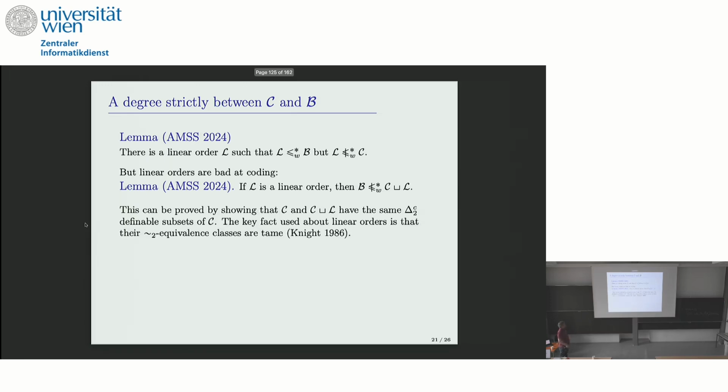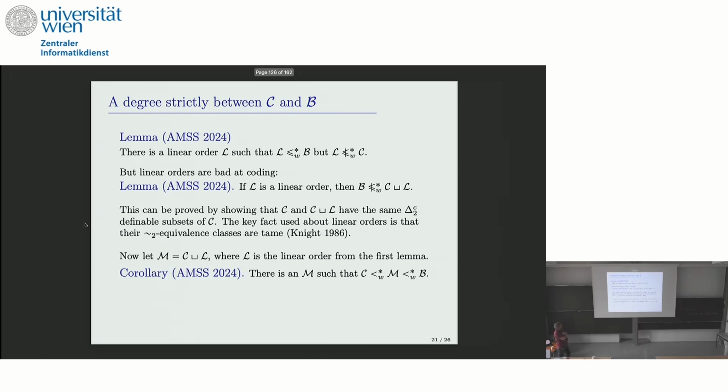So basically, using Knight's theorem that the two-quantifier equivalence classes of linear orders are always simple, we prove this, and like I said, I'm not going to get into detail. All the work was handed to us, but this gives us an intermediate degree. It is not a very natural one. We took Cantor space and we just put it on a linear order that did some funny coding. It doesn't feel that good.